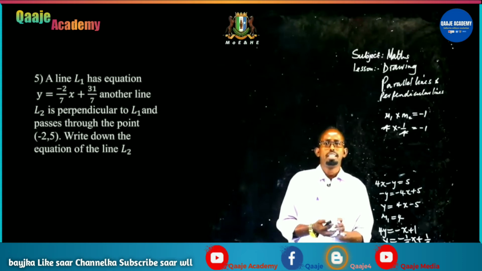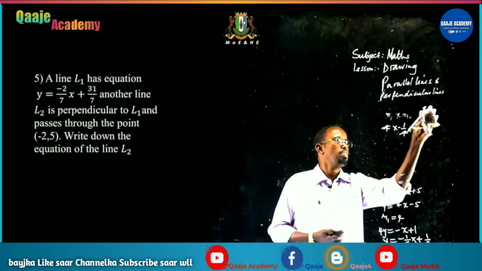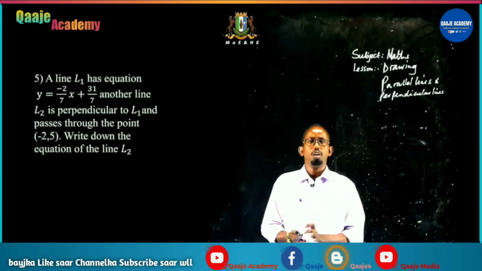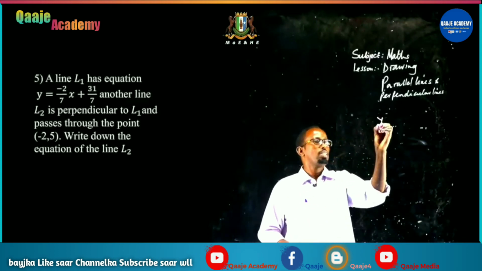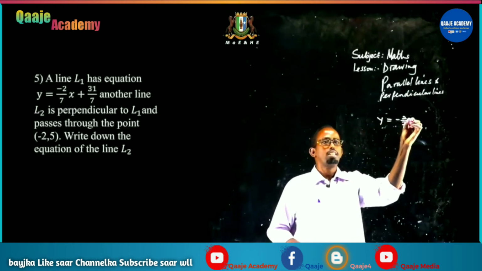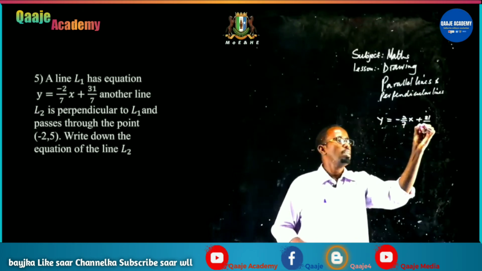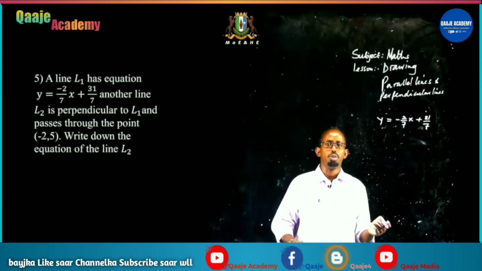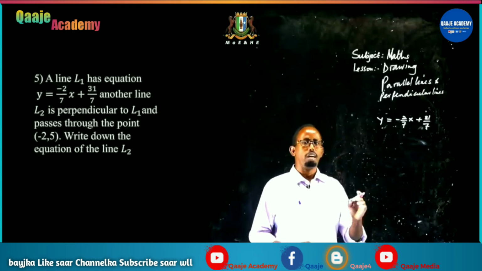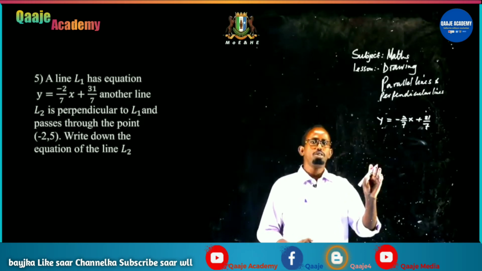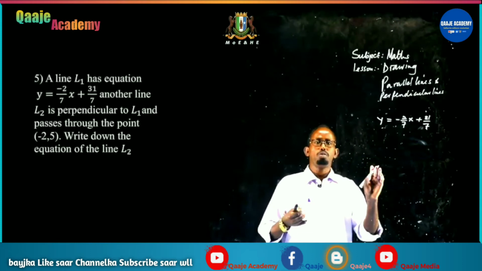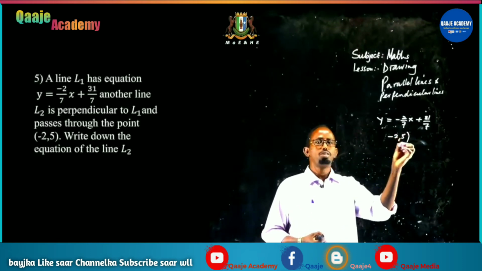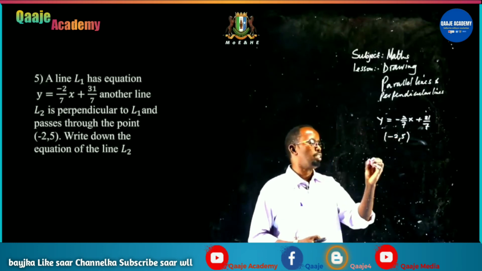That is question number 5. Line L1 has equation y is equal to minus 2 over 7 x plus 31 over 7. You're told L1 is perpendicular to L2, and L2 passes through the point (minus 2, 5). Then you are asked to write the equation of the second line, L2.